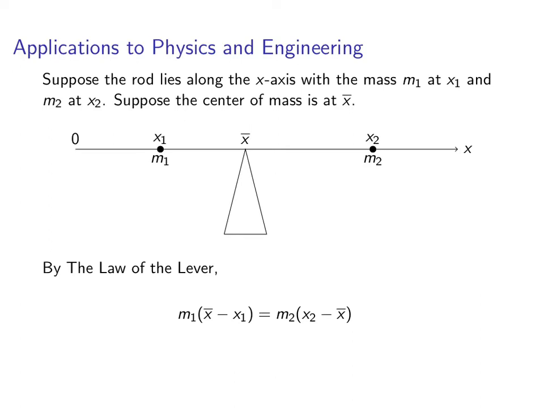According to the law of the lever, m1 times (x bar minus x1) has to equal m2 times (x2 minus x bar). And we're going to solve for x bar. This equation is linear in x bar, so it should be easy to solve. If we distribute things and move things around, we get m1 x bar plus m2 x bar is equal to m1 x1 plus m2 x2. Solving for x bar, we get (m1 x1 plus m2 x2) divided by (m1 plus m2).